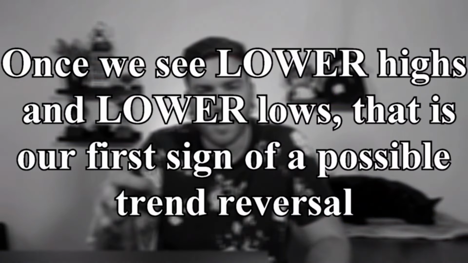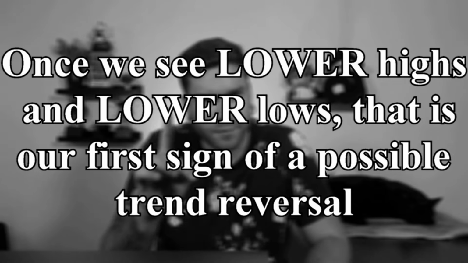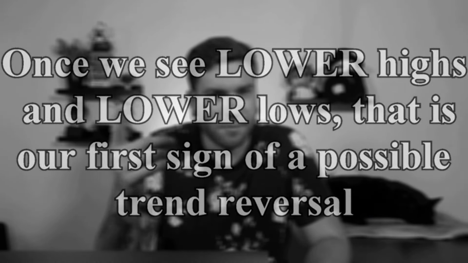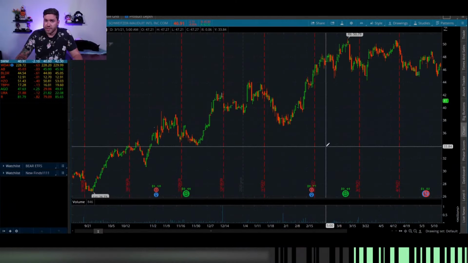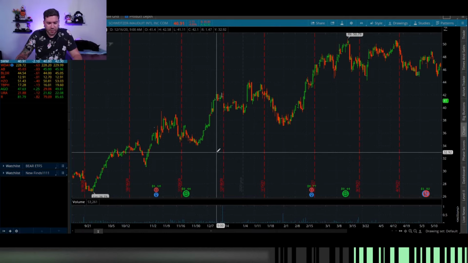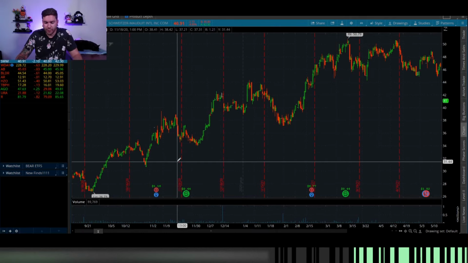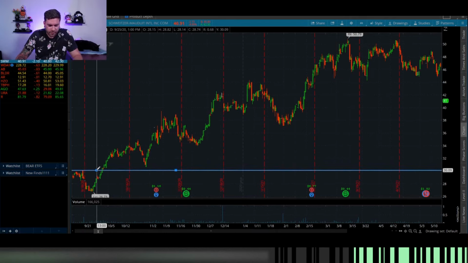Once we see on the macro time scale that we're using, the 180-day, once we see lower highs and lower lows, that's their first sign of concern that the trend may be breaking, and I'll show you. So this is SWM. Let's do this all together correctly the first time and do all the charting together like we always do. So off the bat, let's find our first resistance.